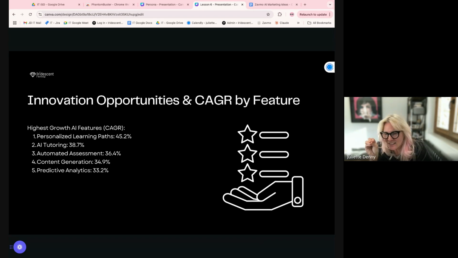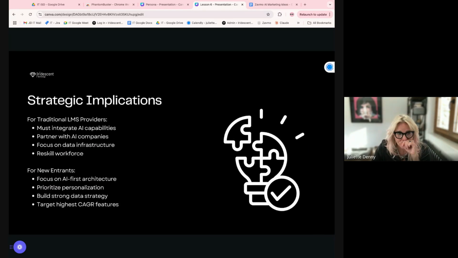So again, just to be really clear, it's not whether AI is growing. That's irrelevant. It's how we take the highest growth rate we can find and put that into driving our innovation roadmap.